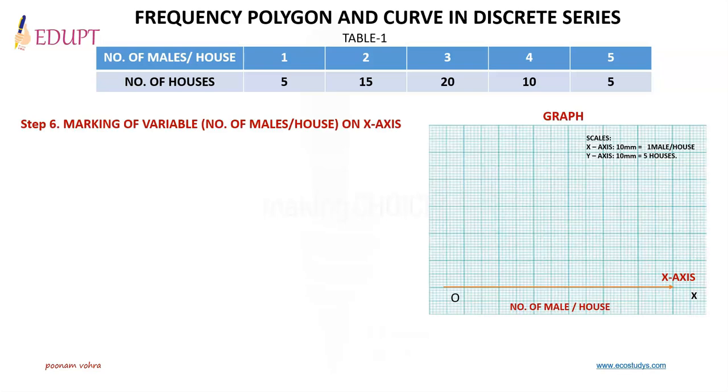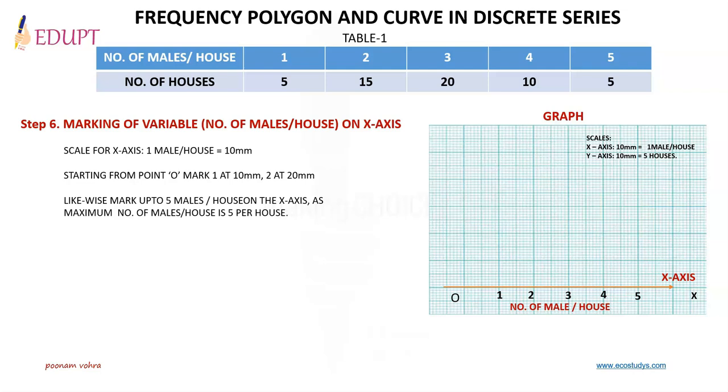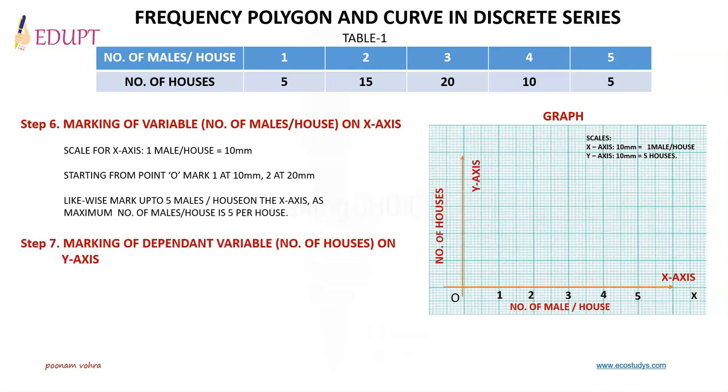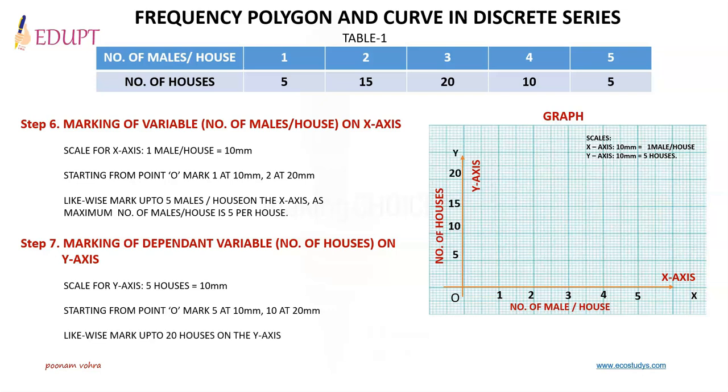Then marking of variable on x-axis. Scale is known to us. One male is 10 millimeters. So starting from point O, mark 1 at the distance of 10 millimeters, 2 at the distance of 20 millimeters and so on. Mark till 5 males per house. Then mark the dependent variable, which is number of houses, on y-axis. Scale for y-axis is known. 5 houses is equivalent to 10 millimeters. So starting from 0, mark 5 at a distance of 10 millimeters and 10 at a distance of 20 millimeters and so on. Complete it till the value of 20.